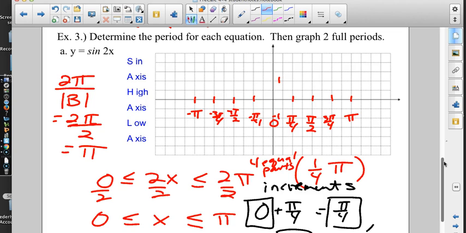Now, this is sine. We know sine starts at 0. So that's where we're going to start. 0, 0. And we know sine is axis, high, axis, low, axis. So sine, axis, high, axis, low, axis. And then just continue the pattern so that you have one more full period on the left-hand side of the y-axis.